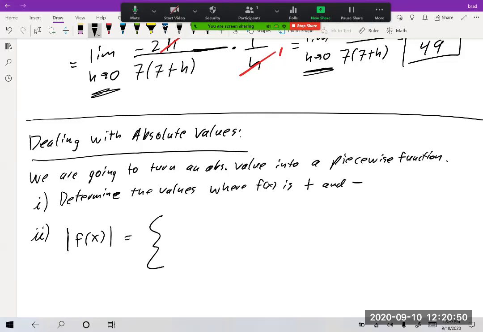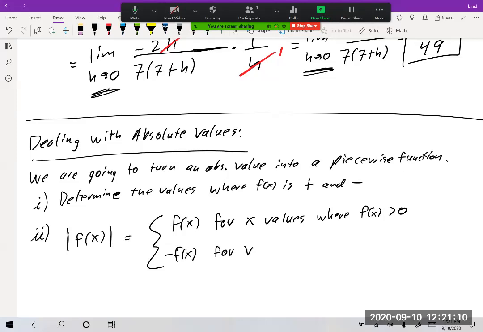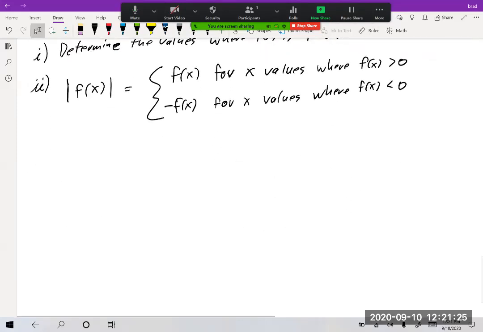And this will be f of x for x values where f of x is greater than 0, and negative f of x for x values where f of x is less than 0, or negative. Okay, so it's a little bit more of a process. So what we're going to do is try this example.